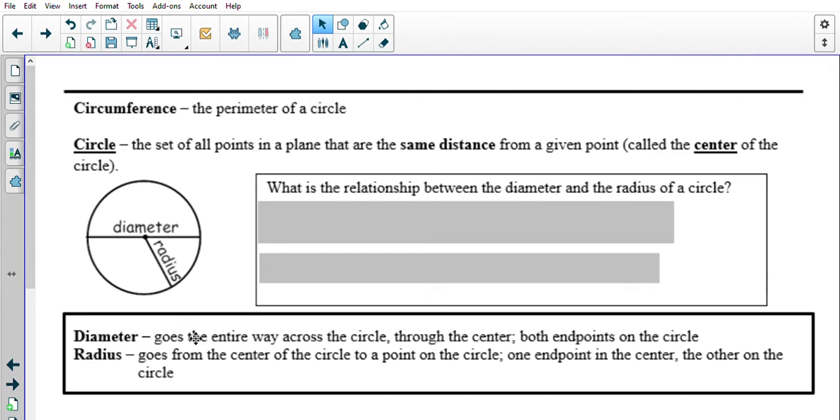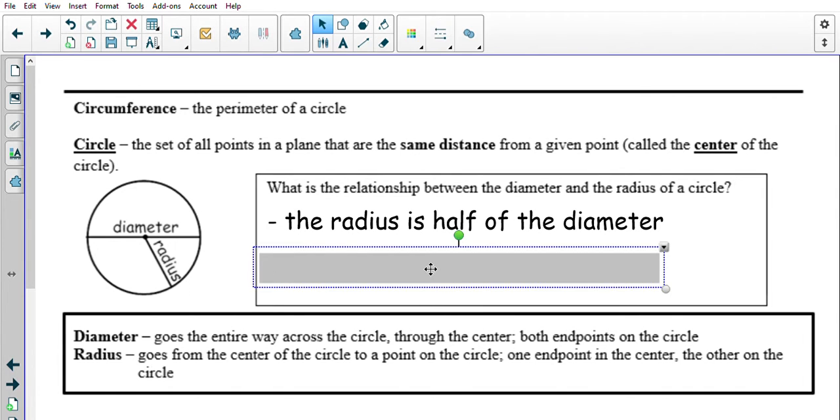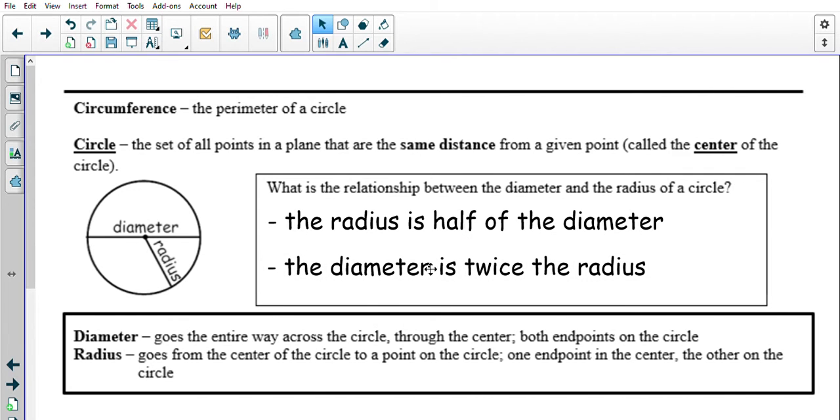It's important to be able to identify those things and also understand the relationship between the diameter and the radius of a circle. I know you've probably talked about chords as well. We're not going to deal with them right here because we're going to be using the circumference and area formulas. But let's talk a little bit about the relationship between the diameter and radius. What do you think their relationship is? So if you're recognizing that the radius is half of the diameter, you are absolutely correct. So since the radius goes from the center to the outer edge, it's only half of the diameter. The other relationship that we have is that the diameter is twice the radius.